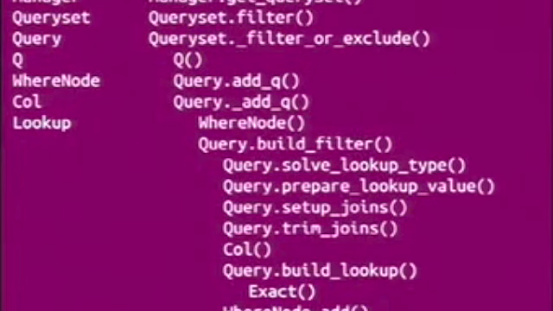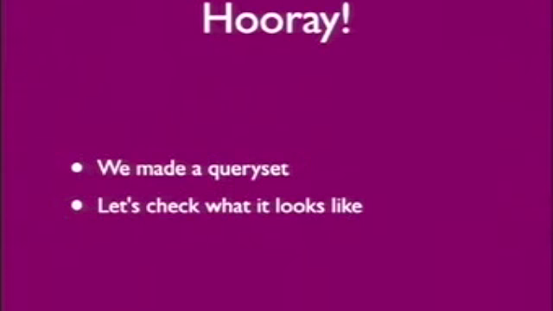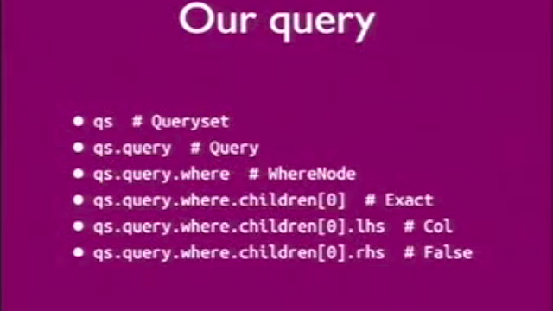So there we go. That's what happens when you create a query set with a simple filter. Great. Hooray, we made a query set. So just to look properly at what we've actually built here, and note, this is largely not public API. You do not want to go hacking around with these objects directly, but it's still interesting to see how they work.